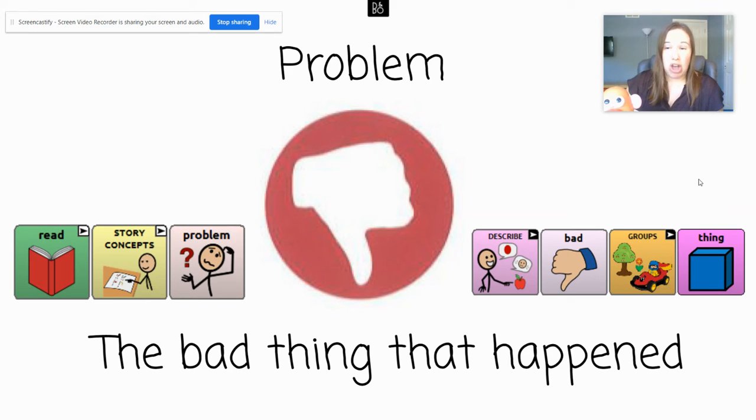But now we have to talk about the problem. We talk about this one a lot in Story Champs. The problem is the bad thing that happened. Look, Mr. Potato Head lost his hat. That's a problem. He wants to be able to go outside, but he does not have his hat.